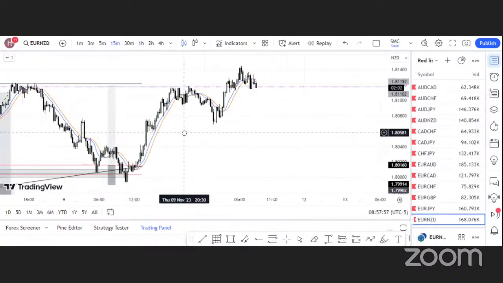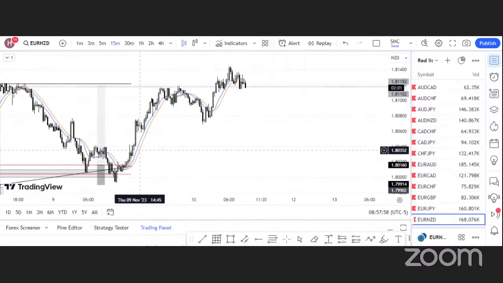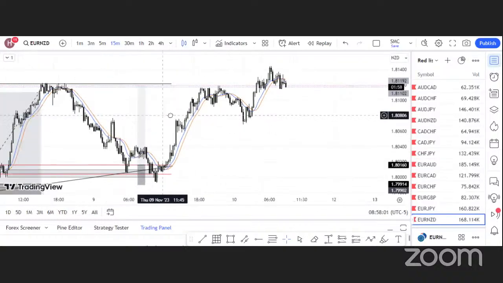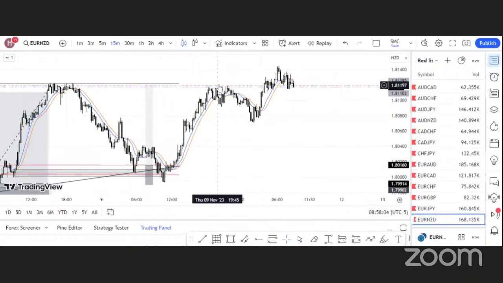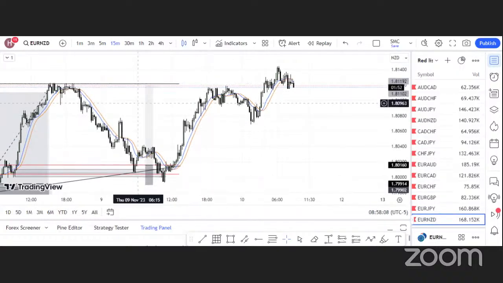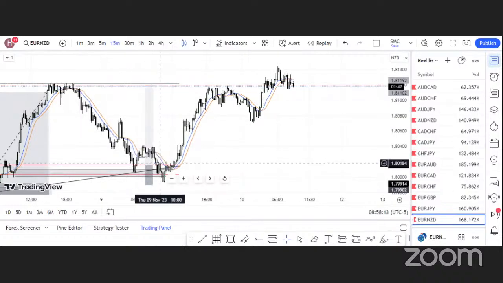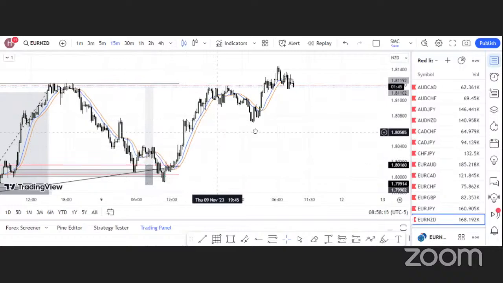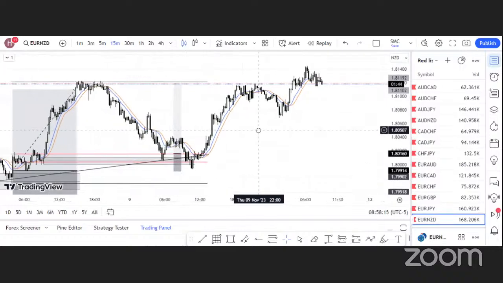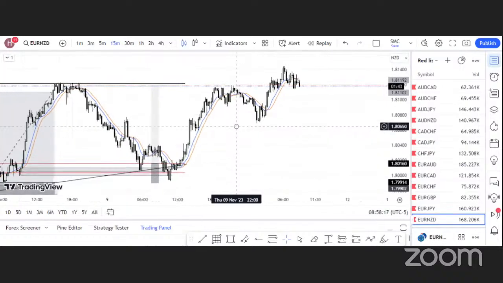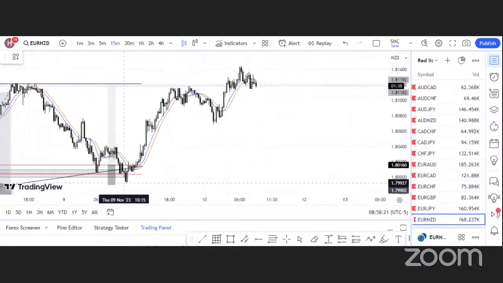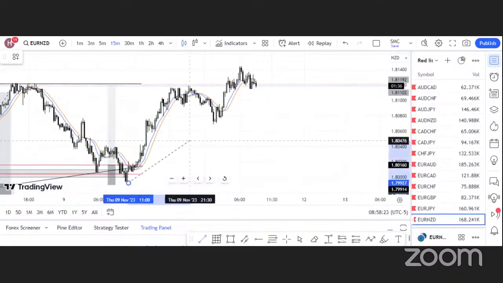This signal was sent to the premium group yesterday. You see, Euro NZD, the market hit TP. All right, so if you're in my premium group, I dropped this signal yesterday. Euro NZD buy from here. Okay, we bought from here. I'm going to share my screenshot to the premium group. We bought from there, and the market went our way.